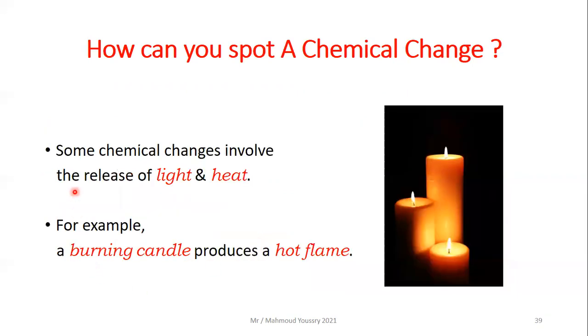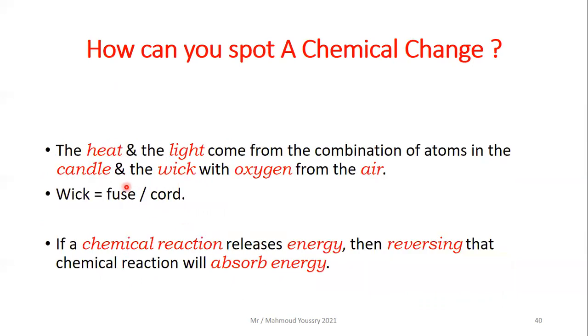Some chemical changes involve the release of light and heat. Yes, for example, the burning candle. This is a chemical reaction that produces a hot flame. The heat and light come from the combination of atoms in the candle and its wick with oxygen from the air. Wick is the fuse or the cord, the one in the middle part of the candle that you light.